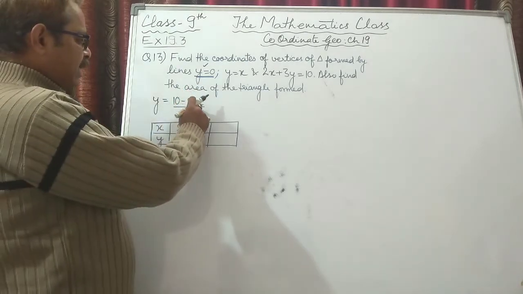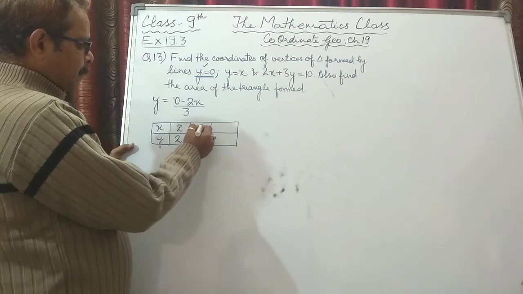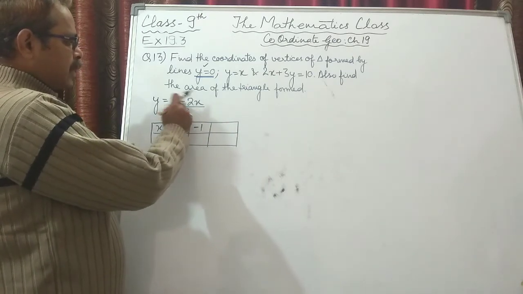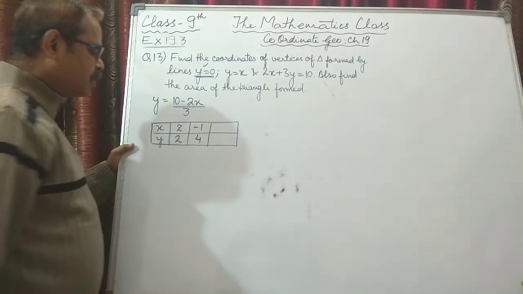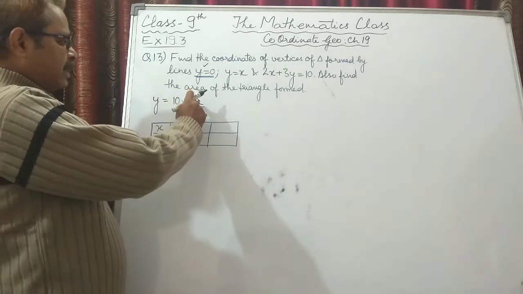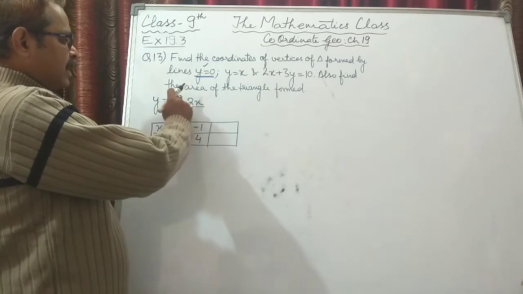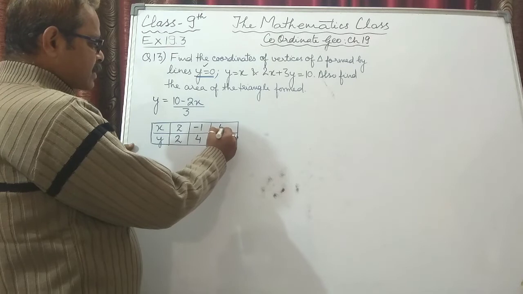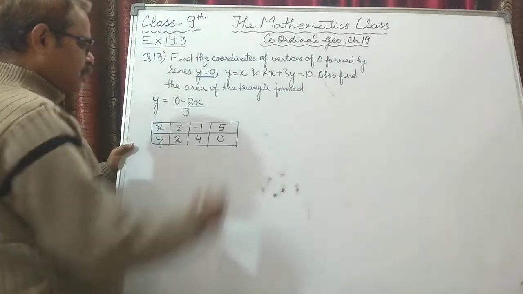Now if I take x as minus 1, so minus 1 into minus 2 is plus 2, 10 plus 2 is 12, 12 upon 3 is 4. We got one more value. Now if I take x as 5, so 5 into 2 is 10, 10 minus 10 is 0, 0 upon 3 is 0. So I am taking x as 5 and y I am getting as 0.